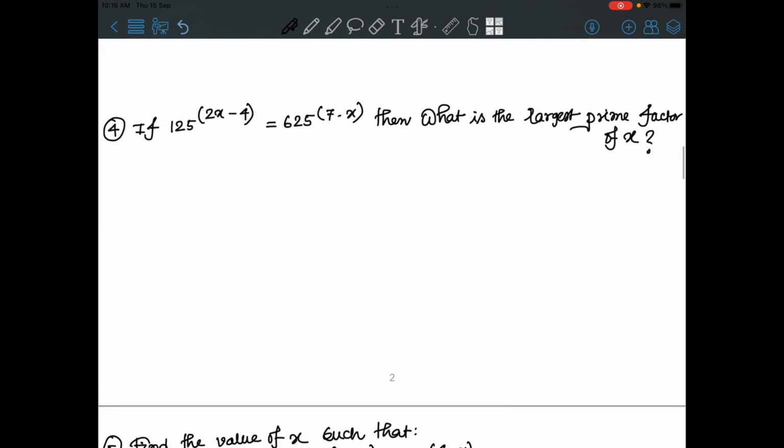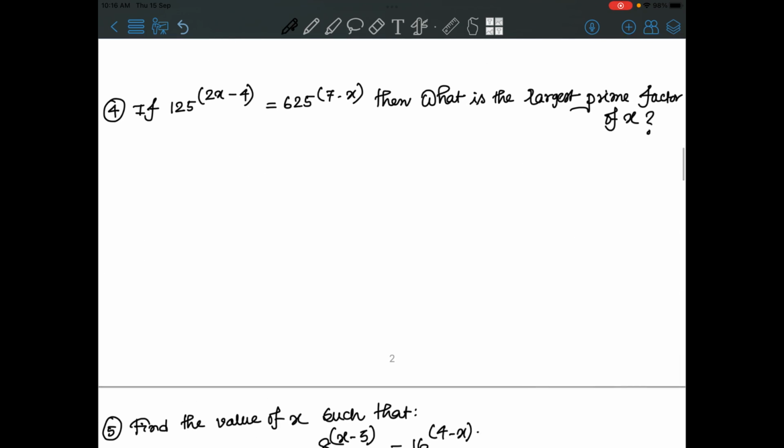Now the next problem. The next problem is, if 125 to the power of 2x minus 4 equals 625 to the power of 7 minus x, then what is the largest prime factor of x? So let me write down the problem first. The problem is 125 to the power of 2x minus 4 is equal to 625 to the power of 7 minus x.